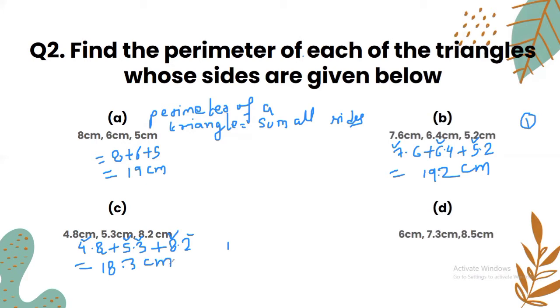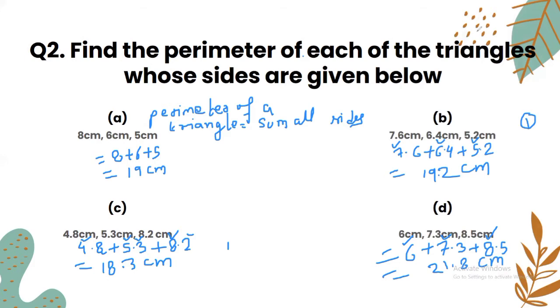This is very easy now. You just need to use the formula, sum of all sides. So now here again add this 6 plus 7.3 plus 8.5. You can do it also. So now you can see this is 3 after the decimal, this is 5 after the decimal, 5 and 3 will be 8. So this is decimal 8. Now 6 plus 7 will be 13, 13 and 8 will be 21. So the answer will be 21.8 centimeter. So this was question 2.